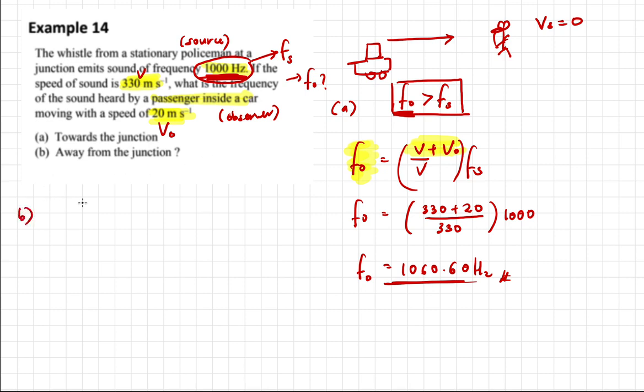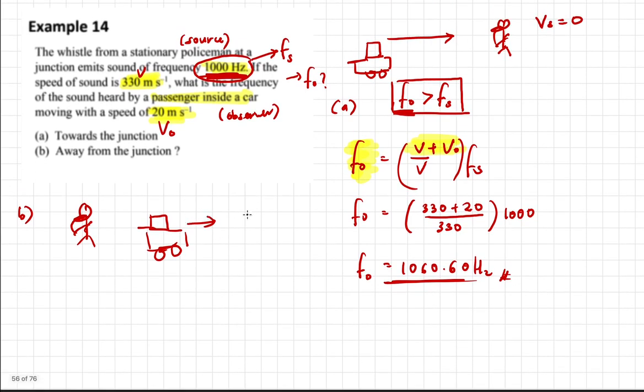For the next one, the observer is moving away from the junction. That means we have the policeman here who is still blowing the whistle, and the observer in the car who is moving away. As the observer moves away, the frequency heard by the observer will decrease. So it will be smaller than the frequency of the source. As the observer moves farther away, the frequency that the observer hears becomes smaller and smaller.